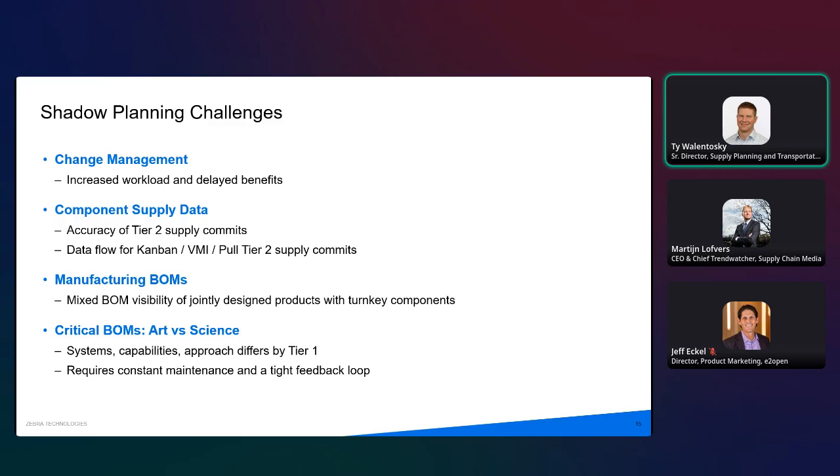So kind of our first approach with this was to reach out to multiple tier 1 suppliers and try to start exercising the shadow plan.